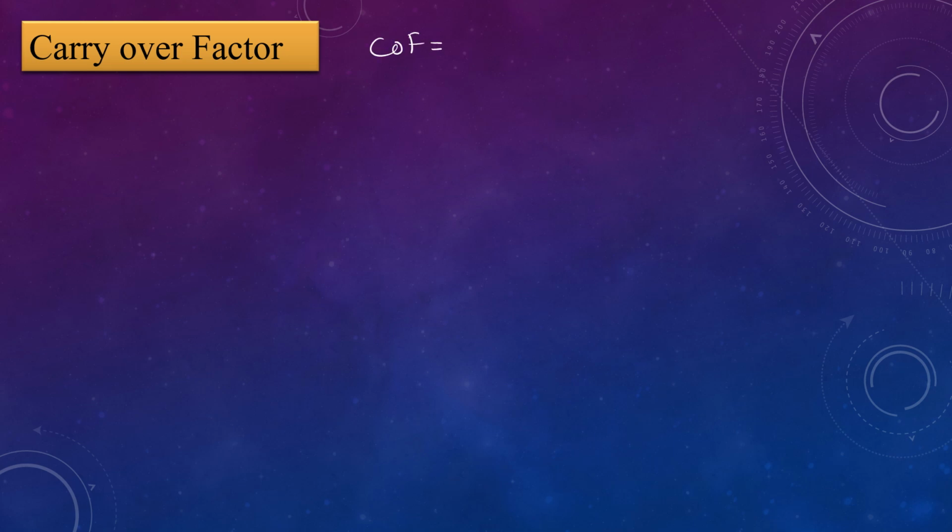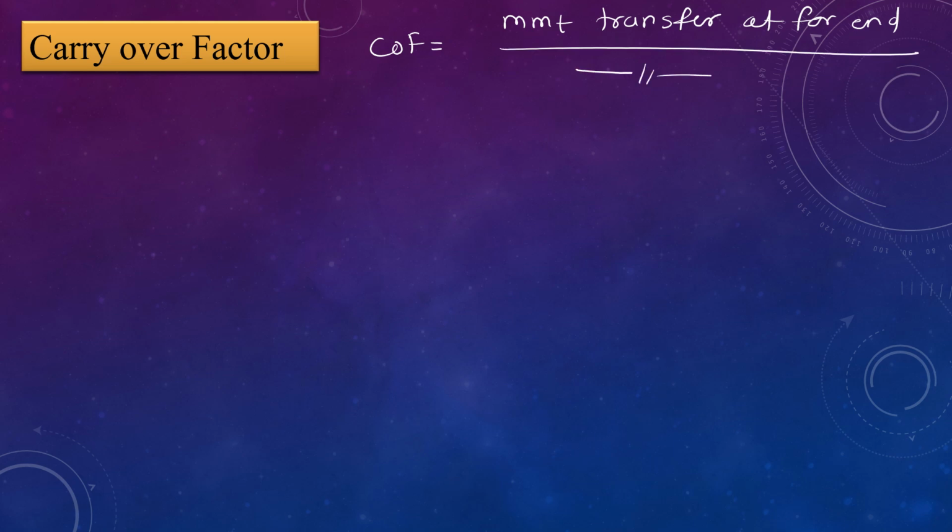Carryover factor is a ratio of moment transfer at far end to moment transfer at near end. Okay, this is the carryover factor, ratio of moment transfer at far end to moment transfer at near end. In that, four conditions are there. First condition, if far end is fixed. Okay, so the moment transfer at the far end is half.